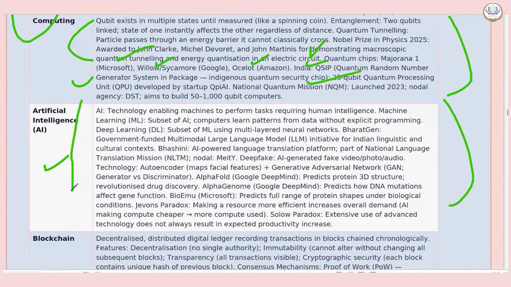We can use it significantly in agriculture and in medicine, in detecting diseases. We have different initiatives like BioEmu by Microsoft and AlphaGenome by Google DeepMind to predict how DNA mutation affects gene function. We have generative adversarial networks. And these are all trying to work on the biological aspects as well.